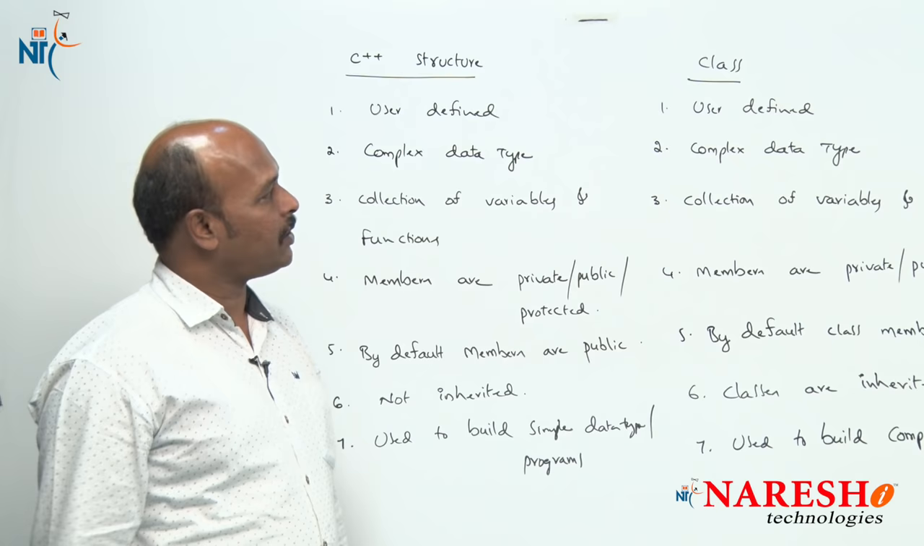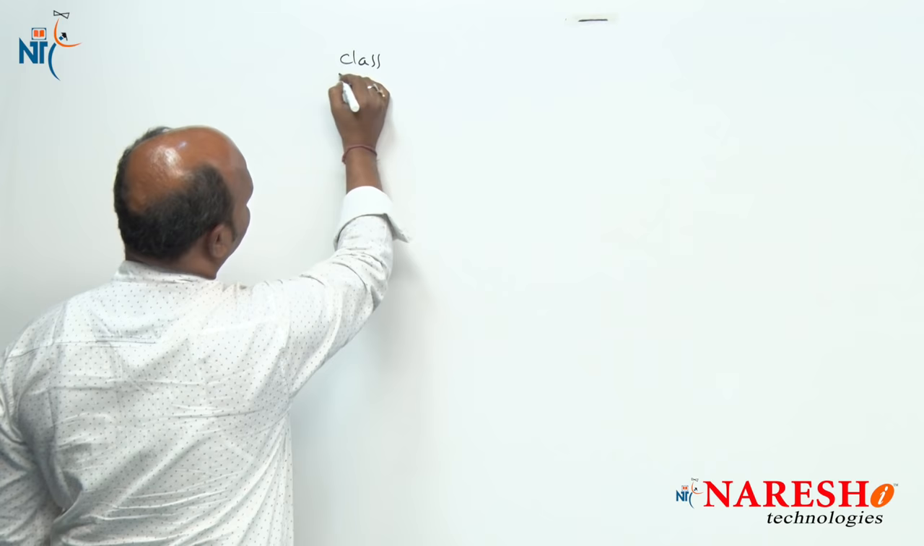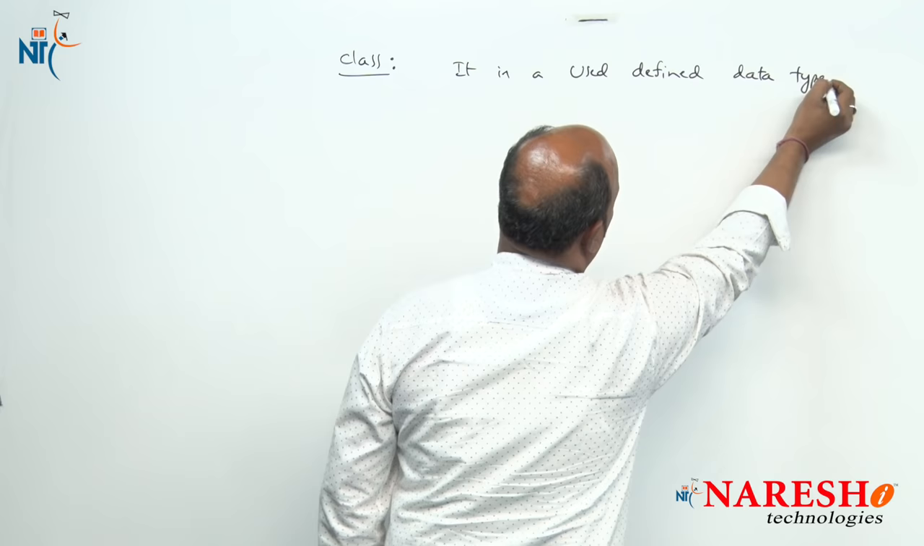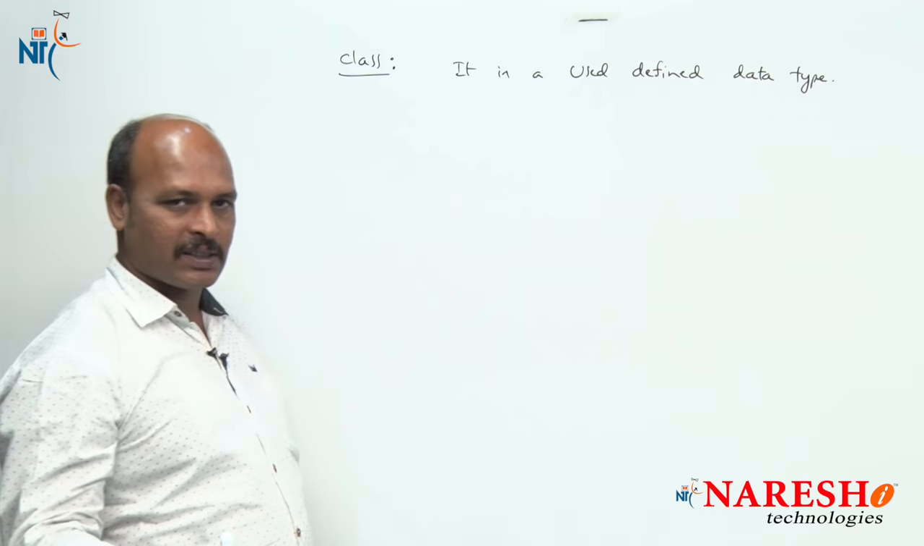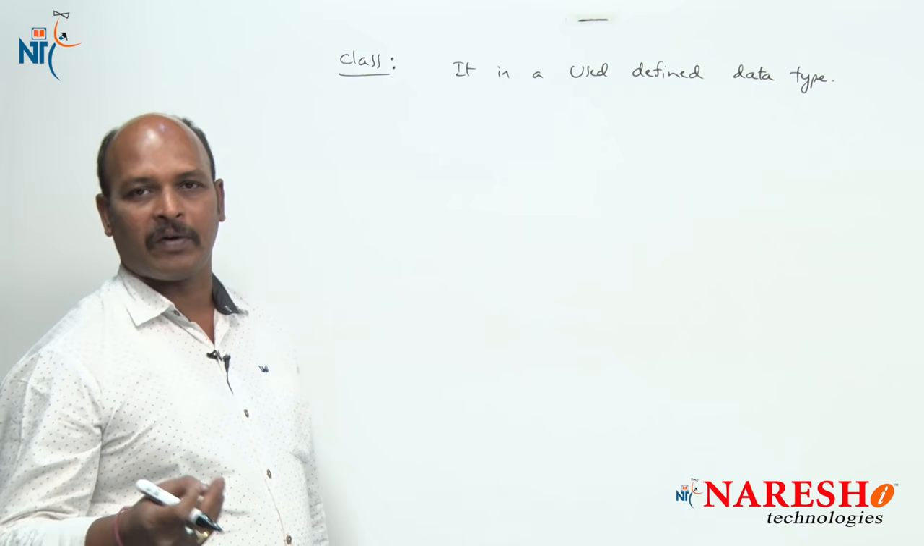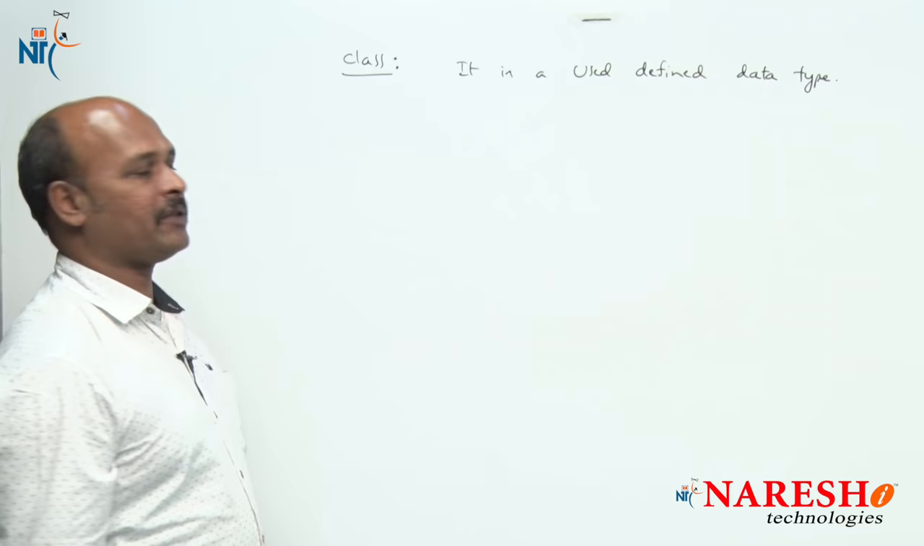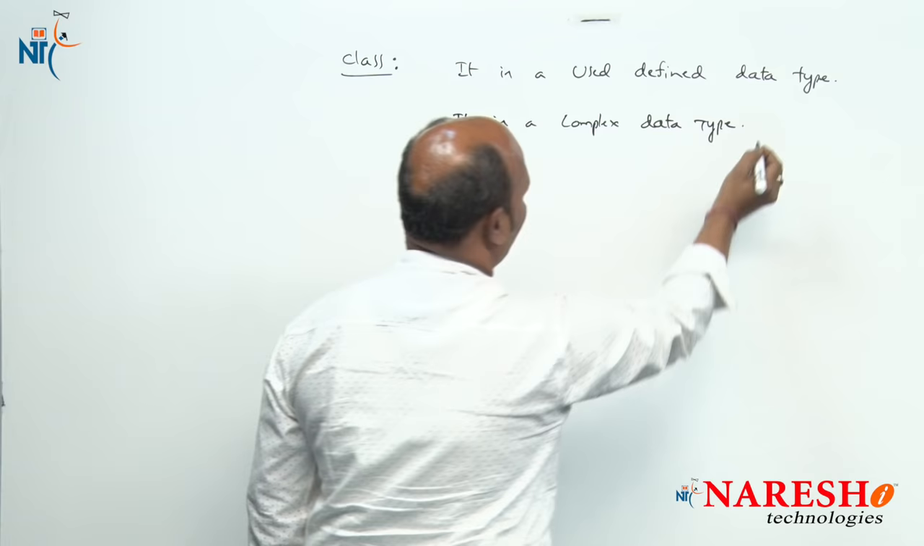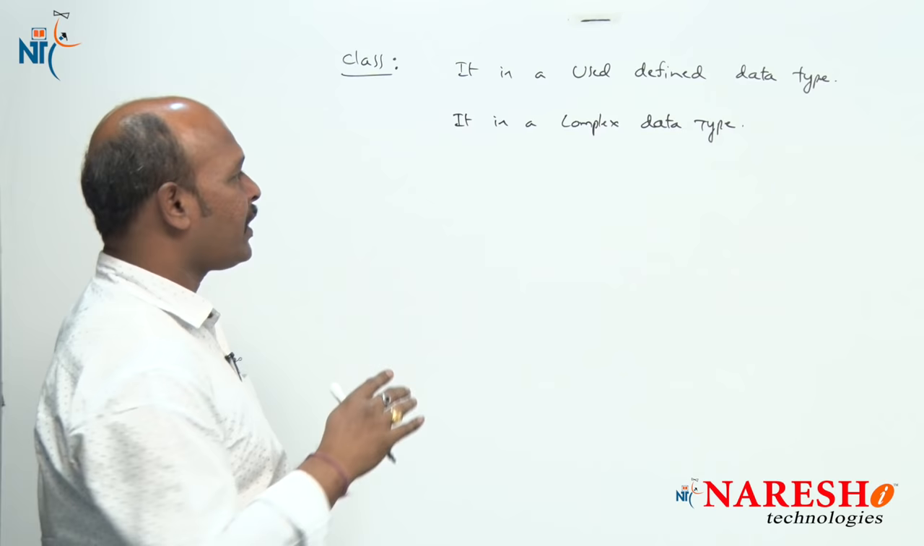Next, how to declare a class and what is the definition of class. First thing, it is a user defined data type. Class is called a user defined data type because we construct the class by using the primitive and derived data types as per the user requirement. Next, it is a complex data type. Class is complex because different types of data types are available at one place.